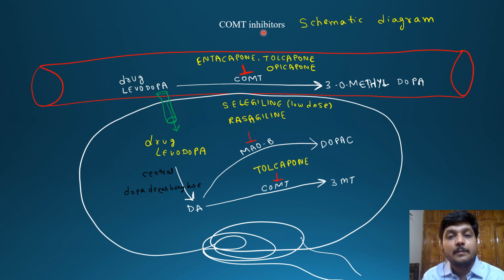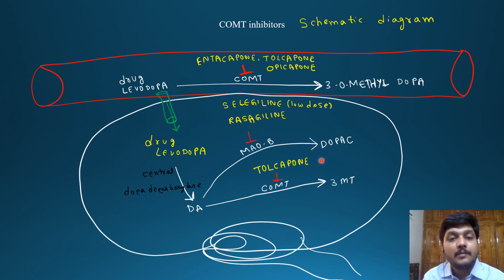Next group is COMT inhibitors. The drug levodopa can be metabolized by COMT in the blood vessels. It can be inhibited by entacapone, tolcapone and opicapone. That's why these drugs help in increasing the bioavailability of levodopa. When levodopa enters the brain, it is metabolized into dopamine by dopa decarboxylase. This dopamine is metabolized by COMT inside the brain also, and by MAO-B also.